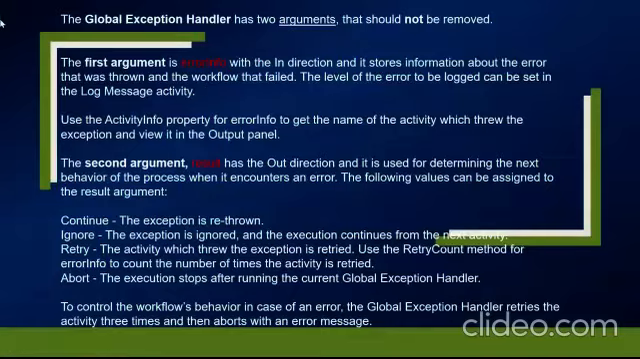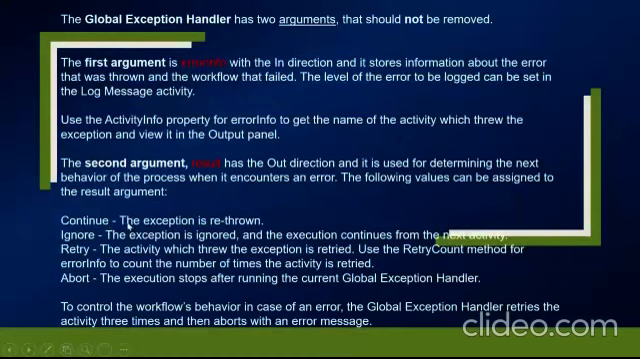Now use the activity info property of error info to get the name of the activity which threw the exception and view it in the output panel. So which activity threw the exception, you can get that information in the output panel using the error info argument. Now coming to the second argument, result. It has direction out and it is used to determine the next behavior of the process when it encounters an error. The following values can be assigned to the result argument.